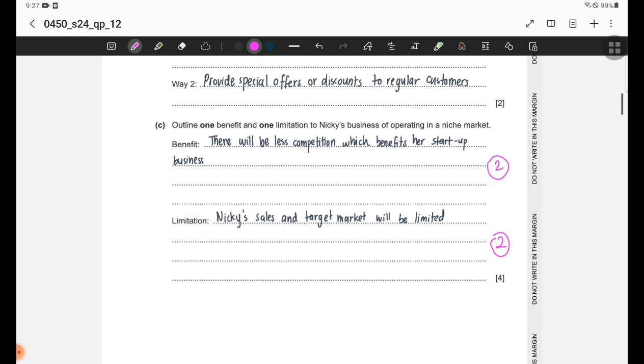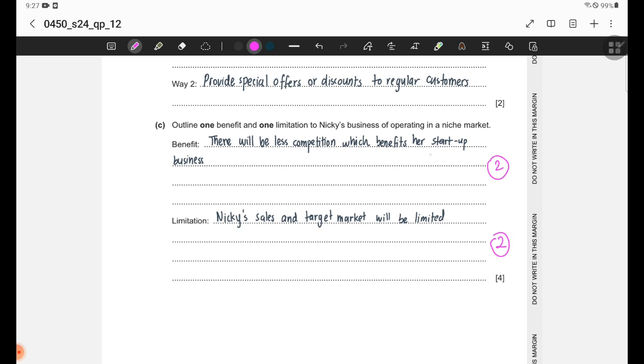Okay, so there's a lot of answers for this one as well, but I believe, if you were in the exam, you wouldn't really have that much to think of. But let's go with the obvious. So, as a benefit of niche market, I believe this is in your textbook. You should know this by heart. There is less competition when you're in a niche market, okay? So, this is the answer. So you can say which benefits her. By her, I mean Nikki, her startup business.